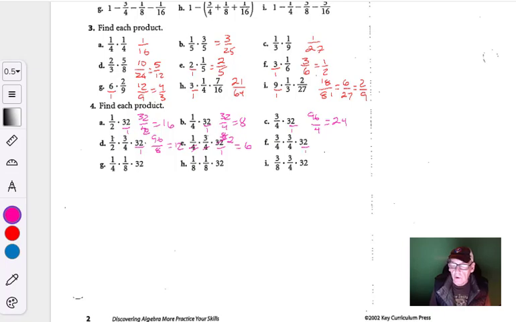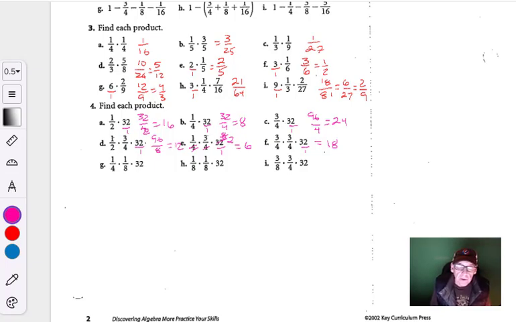Here, put 32 over 1. Now 4 times 4 makes 16. 16 times 2 makes 32. So 32 over this 16 is going to end up with a 2. And I have a 3 times 3. So 3 times 3 is 9, times 2 gives me 18. So you can check it out. If you do it the long way, it's still going to come out to be 18.